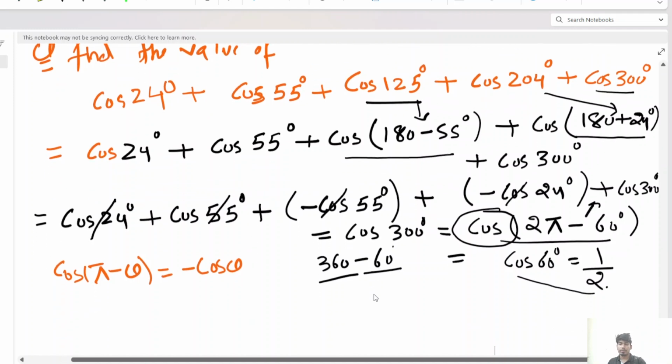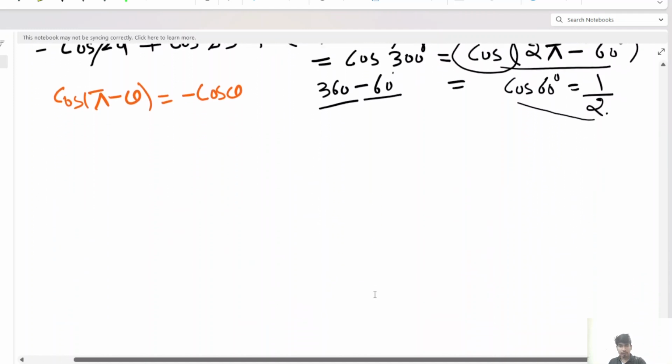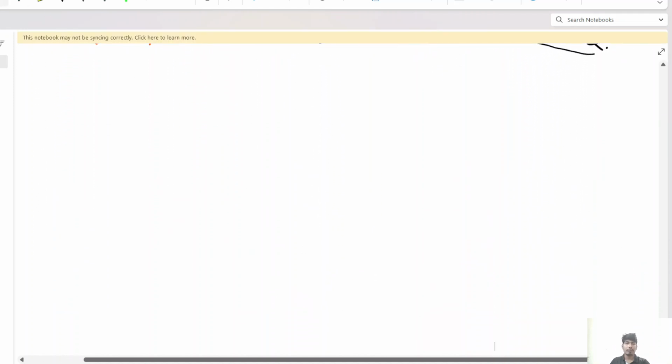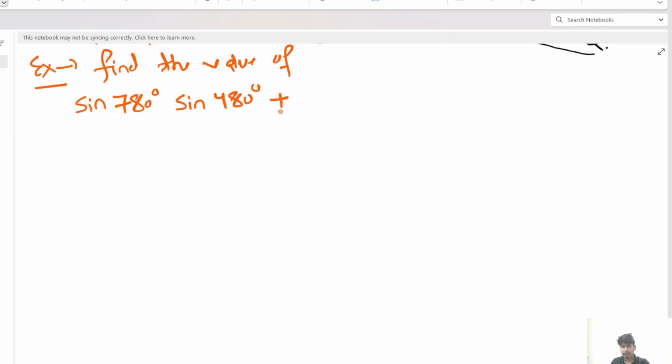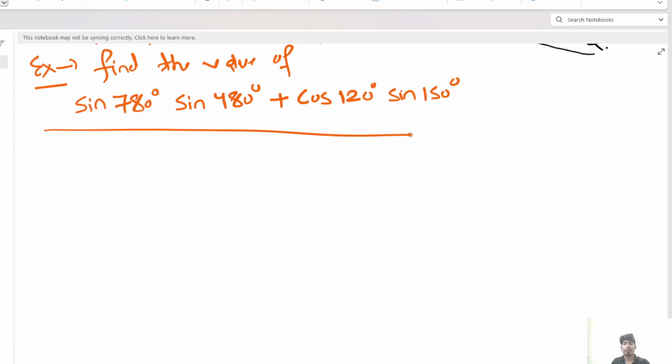Okay, so our next question is, find the value of sine 780 degree into sine 480 degree, plus cos 120 degree and sine 150 degree. This value we have to find.